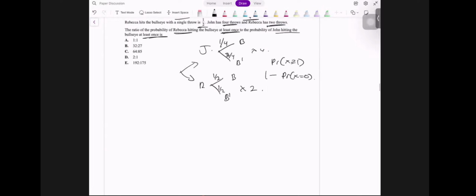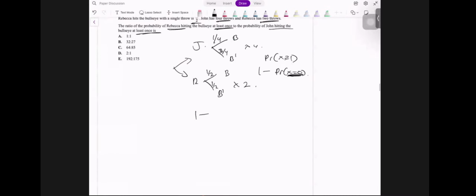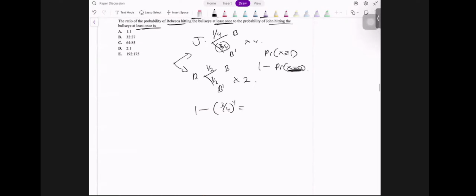For John's situation, you're looking at 4 throws. So you have 1 minus the probability that he gets no bullseyes at all over the 4 turns. For him to not get a bullseye over the 4 turns will be 3/4 to the power of 4, which is equal to, I believe, 175 over 256.